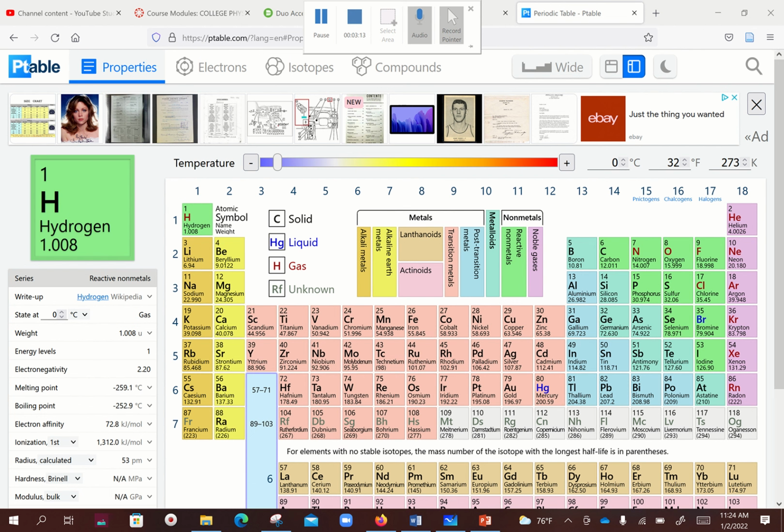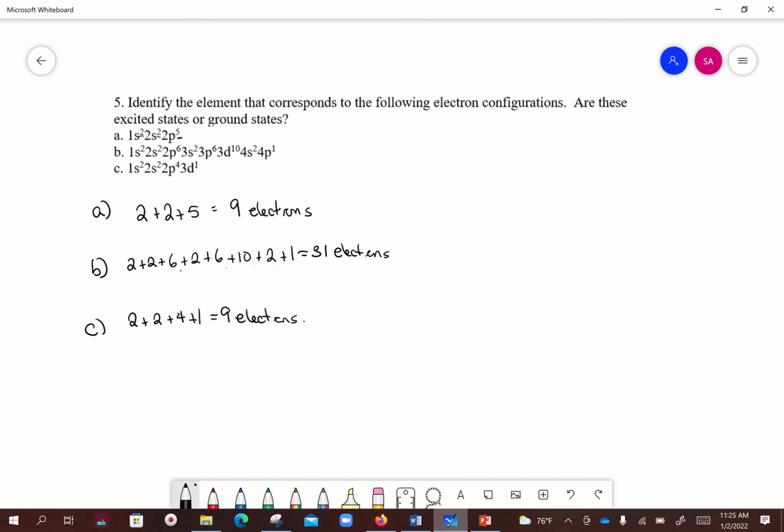Okay, so now let's go and look at a periodic table. So here's a periodic table, and in A and C, I've got 9 electrons. If I look at my periodic table, you can see an element with 9 is fluorine. And let's see, in B, I had 31. So that gives me gallium. So I've got fluorine, gallium, and fluorine. So I'll go back. This is fluorine. This one's gallium, and this one's fluorine.